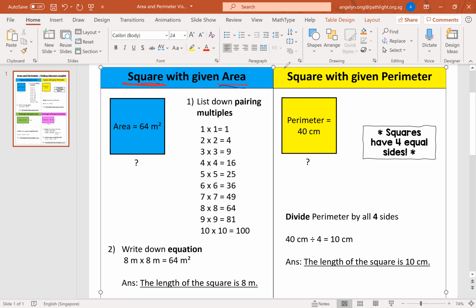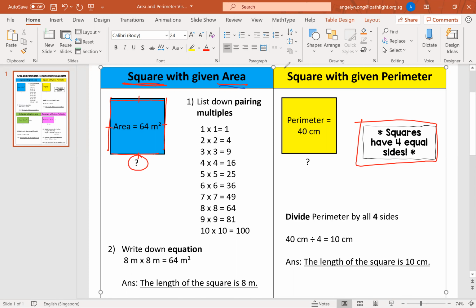Now, because this is a square, I'm going to annotate the small markings for all the 4 sides. So we know that all the sides are the same. Remember, we learned that squares have 4 equal sides. So this side is the same as this side, same as this side, same as this side. And we want to find out the length of one of them.